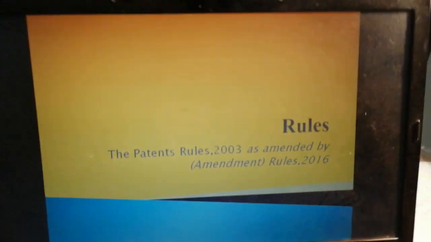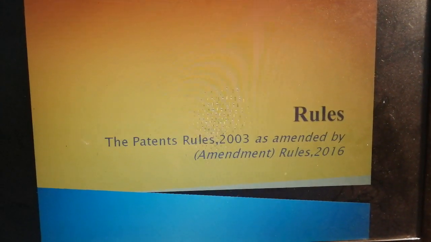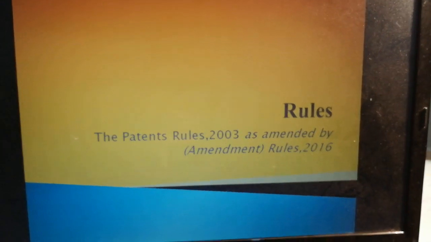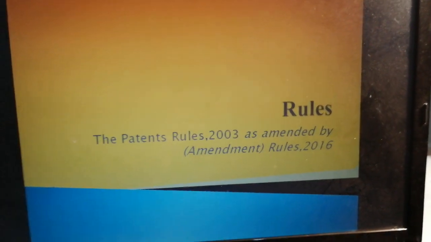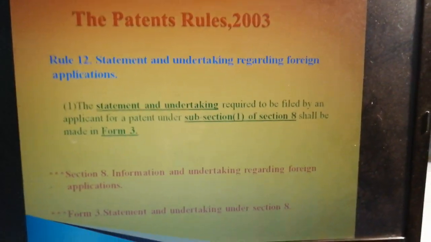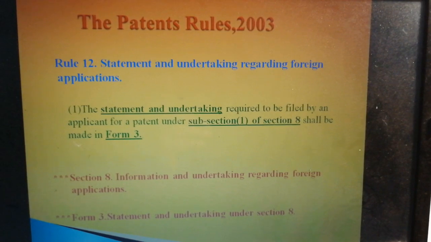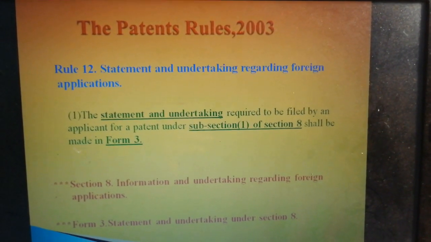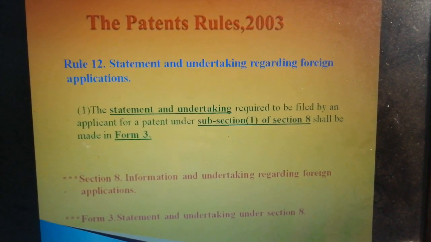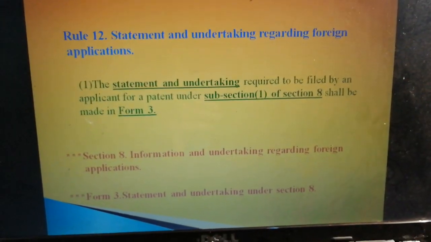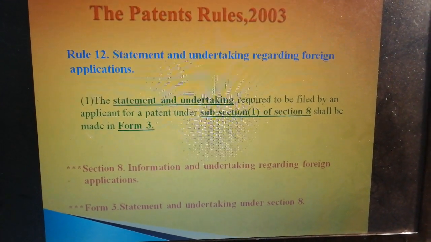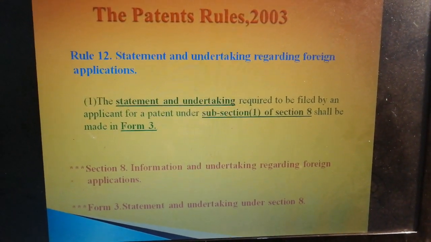Dear friends, let me continue with Rule 12 of the Patents Rules 2003 as amended by Amendment Rules 2016. Okay, so let us proceed. Rule 12 has the title Statement and Undertaking regarding foreign applications. So we will discuss here the statement and the undertaking regarding the foreign applications.